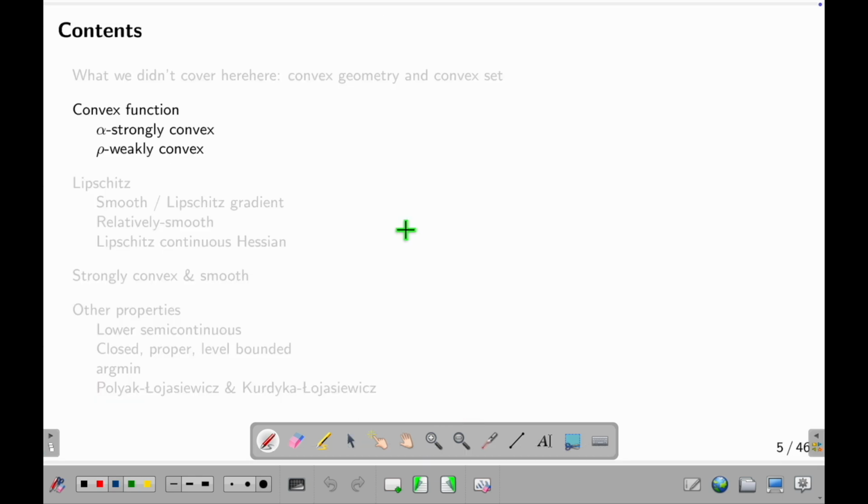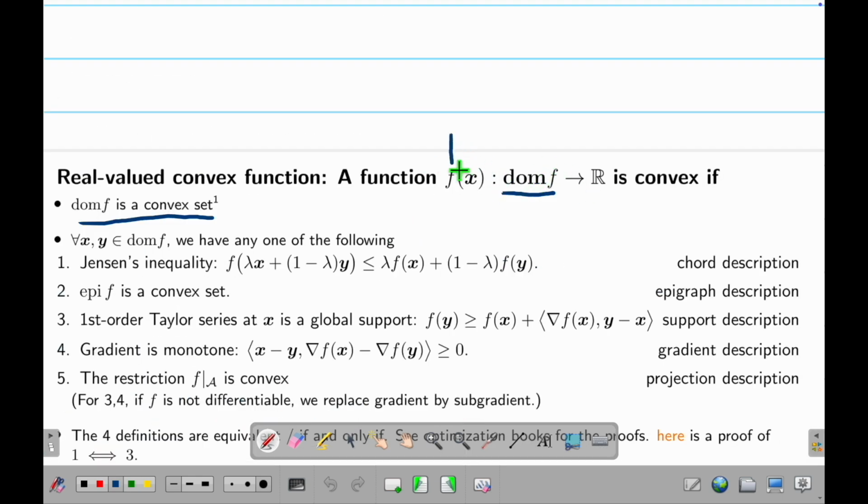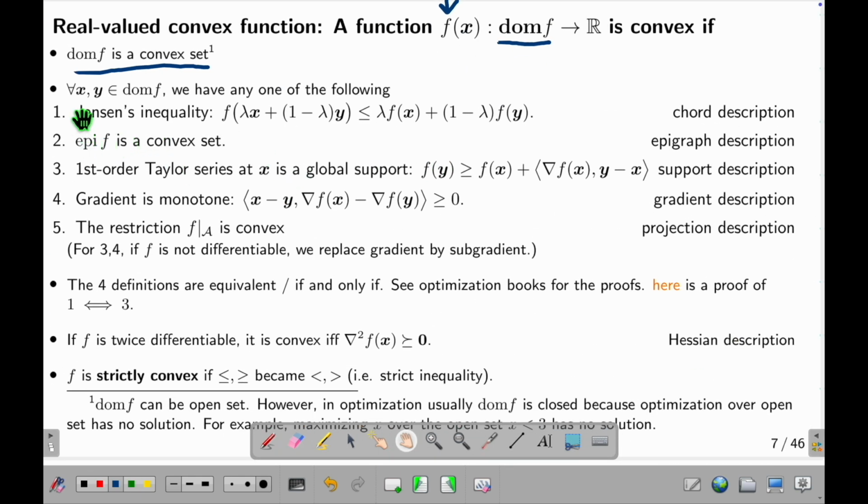And that's it. But now we talk about this, not the domain, but what is f? You have the following: 1, 2, 3, 4, 5. You can have Jensen's inequality. This, or the epigraph of f is a convex set, or the first order Taylor series is a global support. This means you need a derivative. Or the gradient is monotone. This, or if f is twice differentiable, then the Hessian is positive semi-definite. Or the restriction of f to any subset A is convex. So 1, 2, 3, 4, 5.